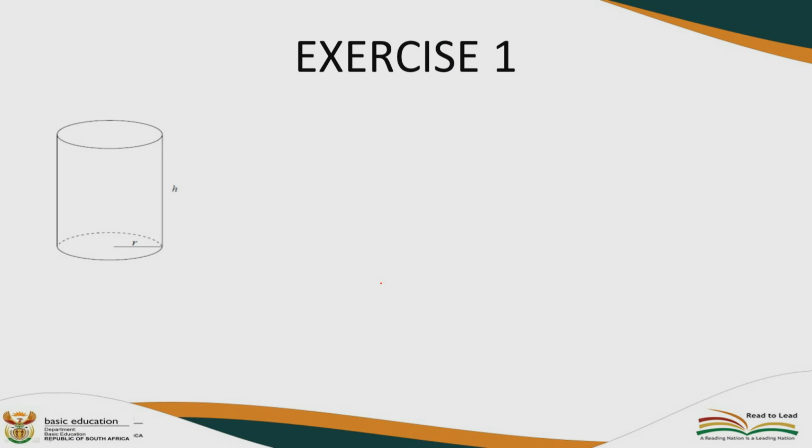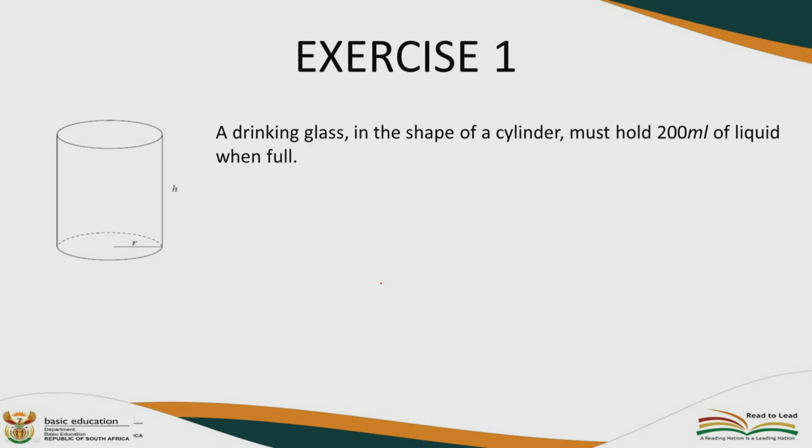Okay, so we have a cylinder there. So let us look at the statement. It says that a drinking glass in the shape of a cylinder must hold 200 milliliters of liquid when full. Now, very important, this is a drinking glass. So what does it tell us? It tells us that this cylinder is open at the top. This is important because the equation of the surface area of a cylinder that is open is going to be different from a closed one, since you do not have a surface at that end. So that is very important to note.